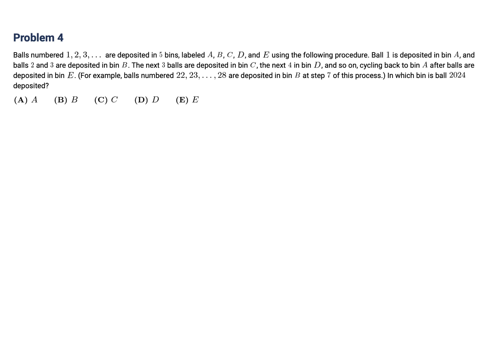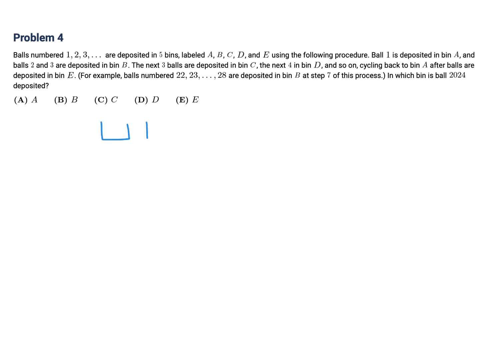Balls numbered 1, 2, 3, dot, dot, dot are deposited in 5 bins labeled A through E using the following procedure. Ball 1 is deposited in bin A, balls 2 and 3 in bin B, the next 3 balls in bin C, the next 4 in bin D, and so on, cycling back to bin A after balls are deposited in bin E. What bin is ball 2024?